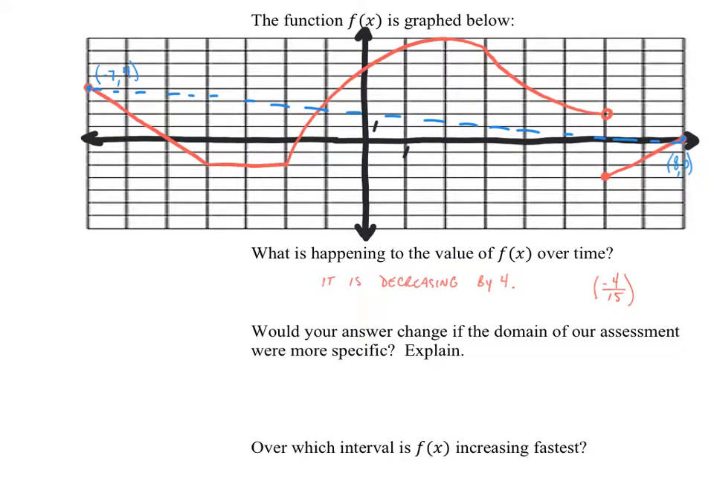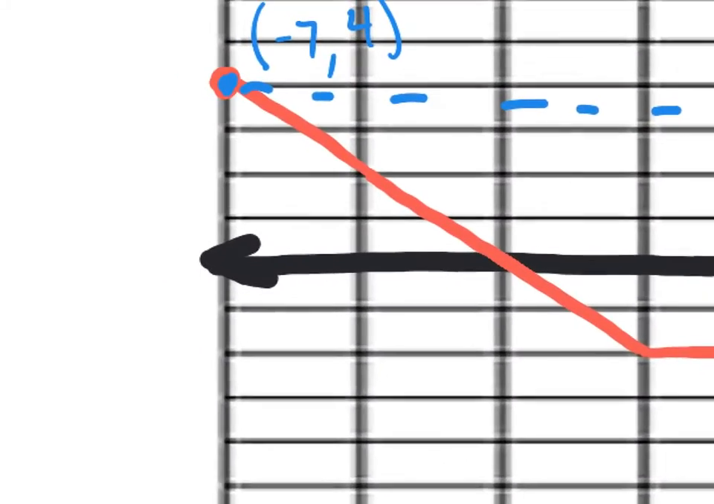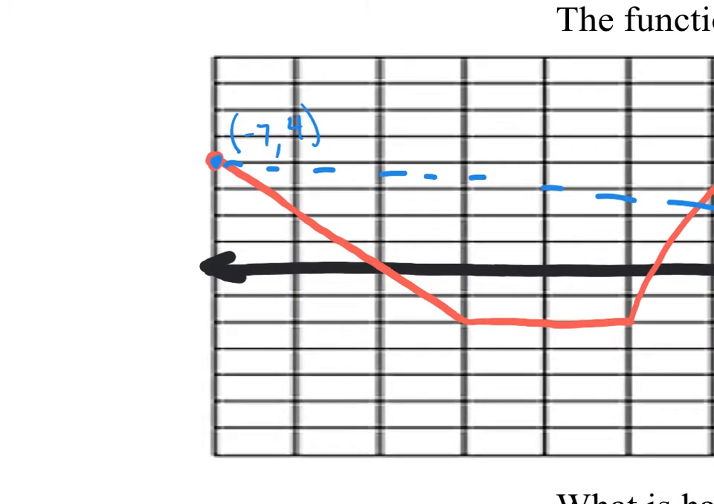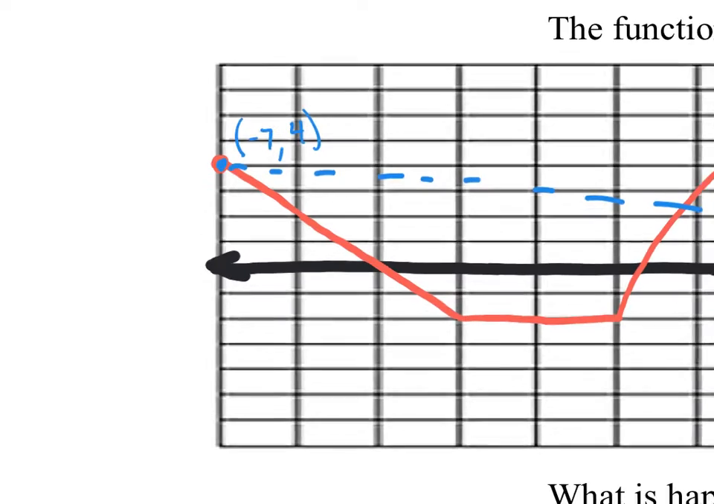So we're going to continue exploring this a little bit. Would your answer change if the domain of our assessment were more specific? The domain is referring to the x values. Just like we talked about, if I only care about this domain from -7 to -4, then my change is -6, because if I'm only looking at this window, it decreased by 6. If I'm looking at this window, it only decreased by 1, because it has a height of 4 here, but as we move over to this point, it has a height of 3. So I would say that the change is only -1. And I could keep changing it.